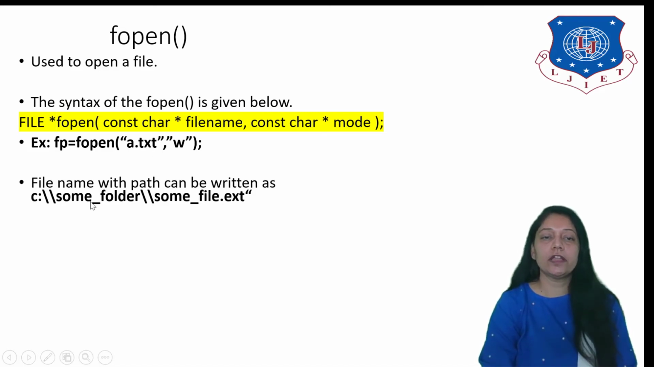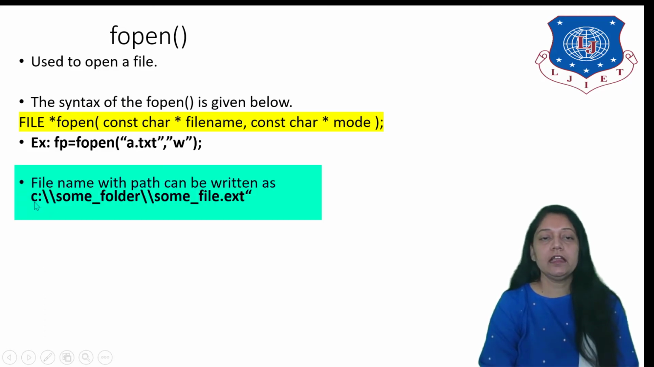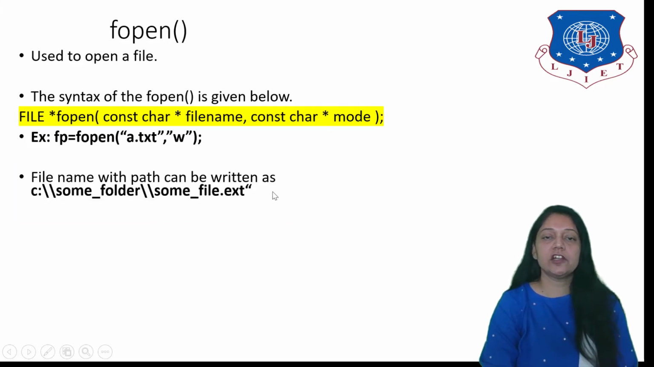But if the file is located in some other directory, then you need to specify the complete path in this fashion. Suppose my file is in C drive, in some folder, give the name of that folder here, and make sure you use a double slash here, then a double slash and the name of the file with the extension. So you need to give the complete path in this fashion. Instead of a single backslash, you need to use a double backslash when giving the complete path to this particular fopen function.